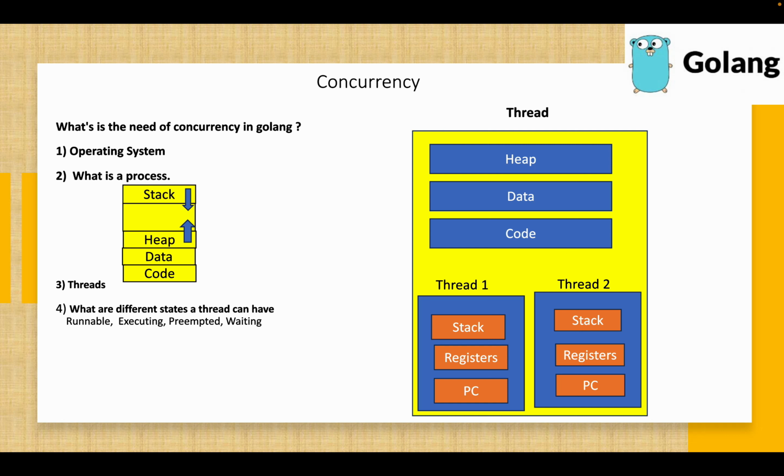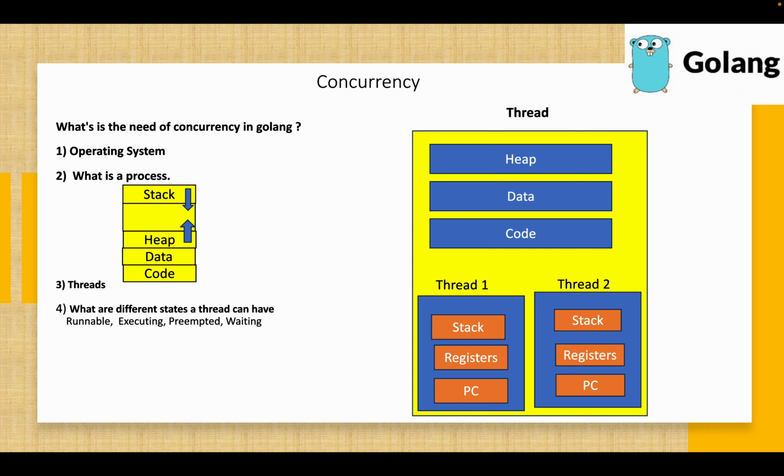Welcome back. In this video, we will try to understand why there was a need to build concurrency in the Go programming language. To understand that, first we need to understand the operating system, processes and threads. The idea of concurrency comes from the operating system.